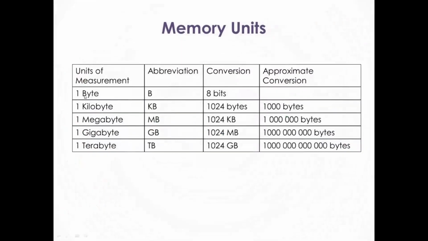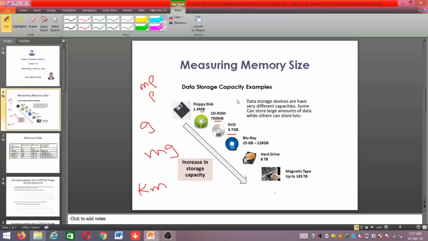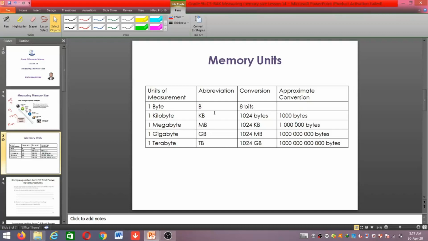Look here. 1 byte, the byte is represented as B, kilobyte is KB, megabyte is MB, gigabyte is GB, and TB is terabyte. So how much is 1 byte? 1 byte is equal to 8 bits. And what is a bit? A bit can be 0 or 1.